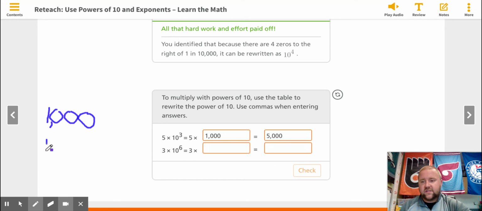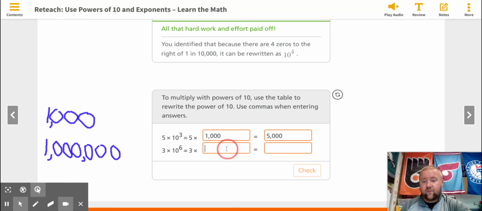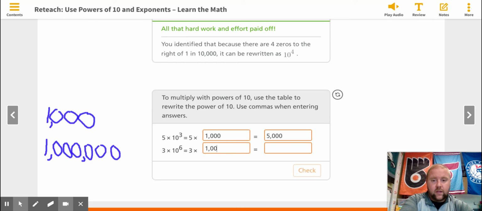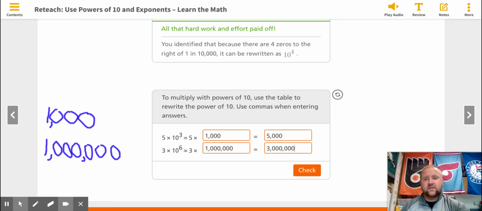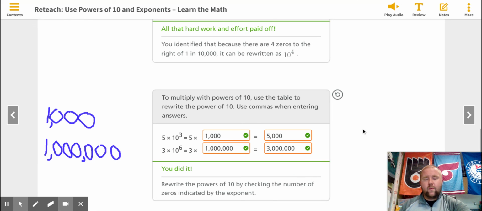So down here, we have 3 times 10 to the sixth. So 10 to the sixth is a 1 with 6 zeros. 1, 2, 3, 4, 5, 6. Okay, and with the comma we start at the end and we count 3 digits and we count 3 digits, right? So we're going to be multiplying 3 times 1 million. Okay, so again, don't get scared. You now know multiplication facts to the millions, all right? Because 3 times 1 is 3, and then we add on the 6 zeros. 1, 2, 3, 4, 5, 6. And we check our work, and we did it.